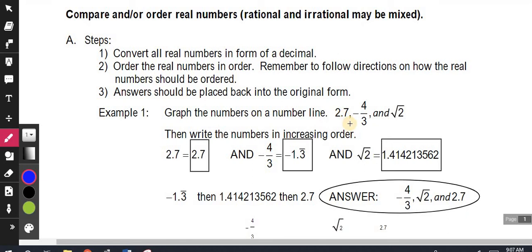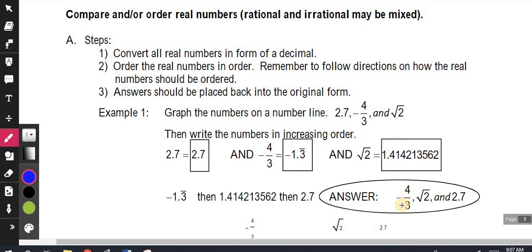So example 1 here says to graph the numbers on a number line. So we've got 2.7, negative 4/3, and the square root of 2. You'll notice all 3 of these values were written in decimal form using a calculator. So now we need to take each of these values. If we put them in order from smallest to largest, our negative 4/3 is going to come first because that's a negative. A negative will be smaller than any positive. Then will come our square root of 2, our 1.4142, so on and so forth. And our greatest number here is 2.7.